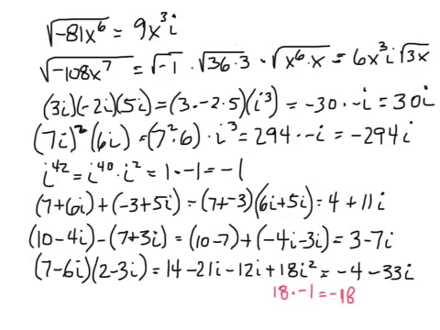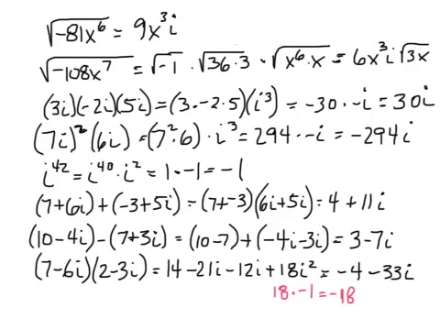And here are some other types of problems that you'll see on today's work. 3i times negative 2i times 5i. Well, we handle the numbers all together: 3 times negative 2 times 5. And I've got an I times an I times an I, and that's an I cubed. 3 times negative 2 times 5 is negative 30. I cubed is negative I, so negative 30 times negative I is 30I.